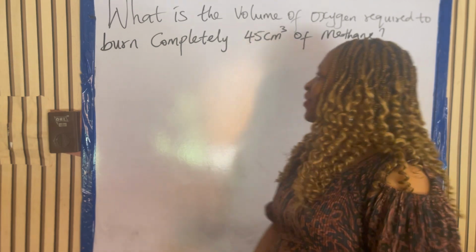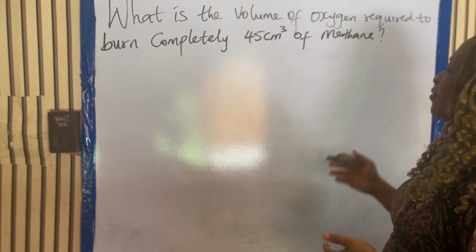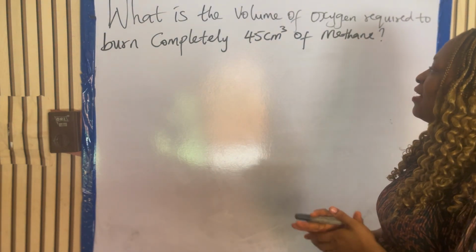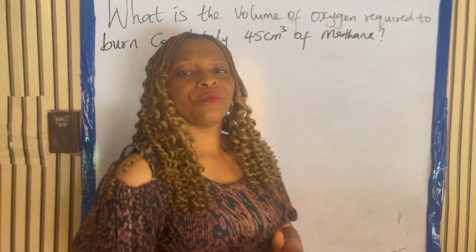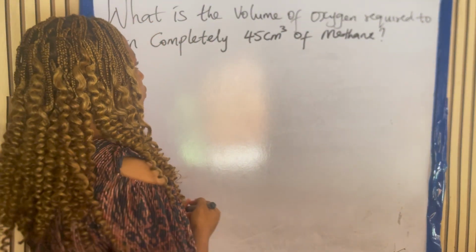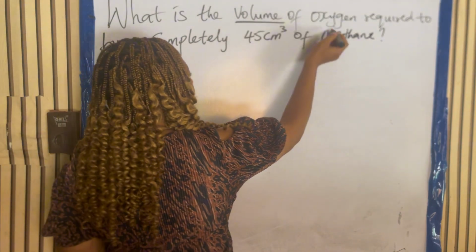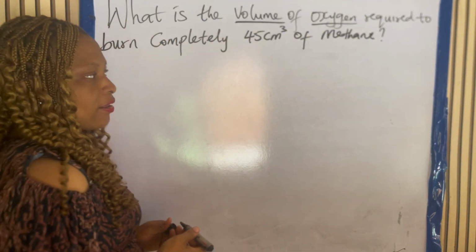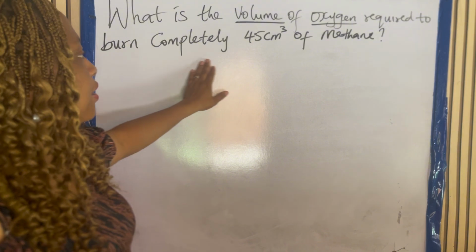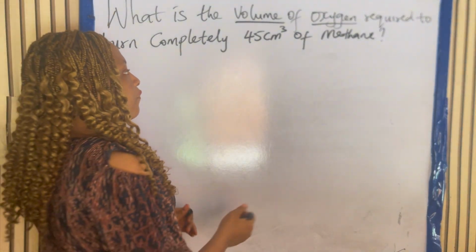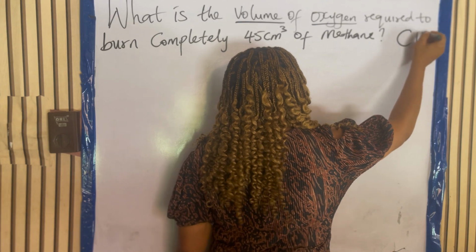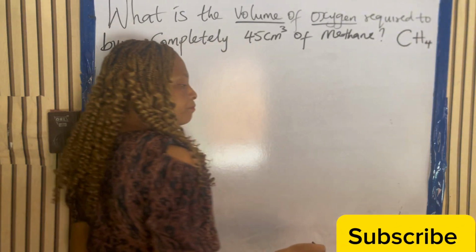Let's go! What is the volume of oxygen required to burn completely 45 cm³ of methane? Now, what is the question all about? The volume. We are asked to find the volume of oxygen required to burn completely 45 cm³ of methane. Now, what is the formula for methane? The formula for methane is CH4.